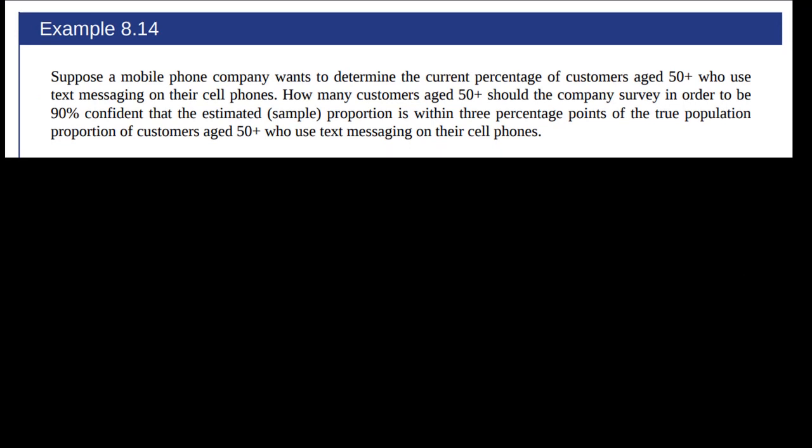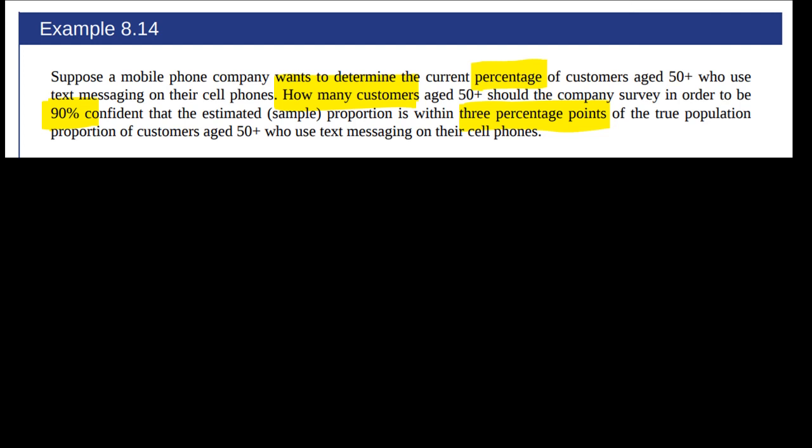We have a mobile phone company who wants to determine the current percentage of customers age 50 and above who use text messaging on their cell calls. So they want to know a percentage or a proportion, okay? And they haven't yet collected any data. They want to know how many customers should they sample to be 90% confident. So they want 90% confidence that the estimated sample proportion is within 3 percentage points of the true population proportion, okay?